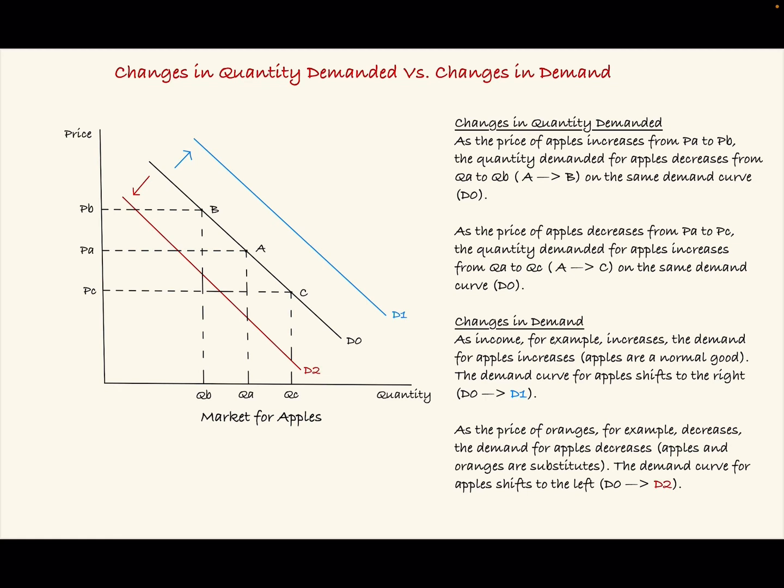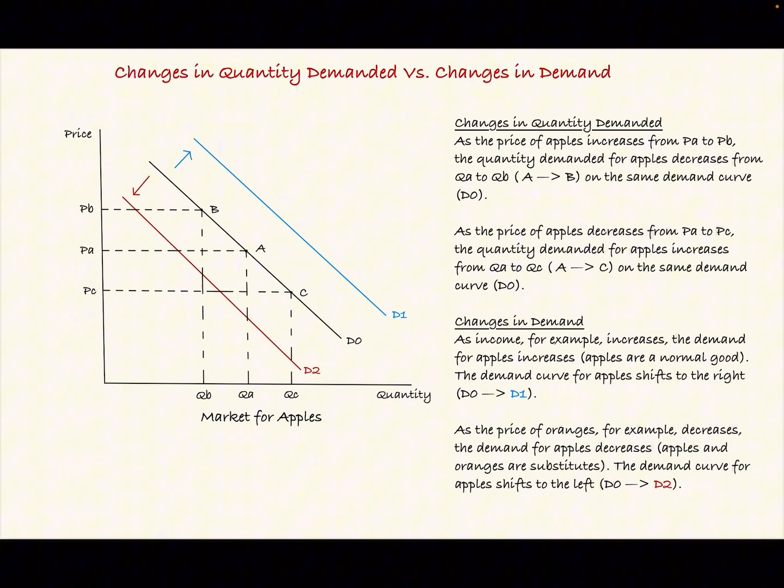Now let's take a look at the opposite case. As the price of apples decreases from PA to PC, the quantity demanded for apples increases from QA to QC. This is also a movement along the same demand curve of D0 from point A to point C. In other words, anytime we have a change in price, we will move along our existing demand curve.